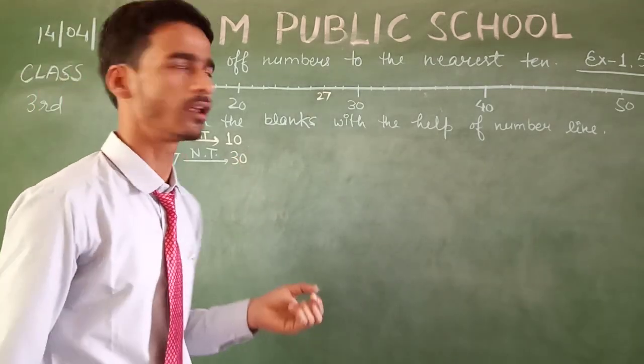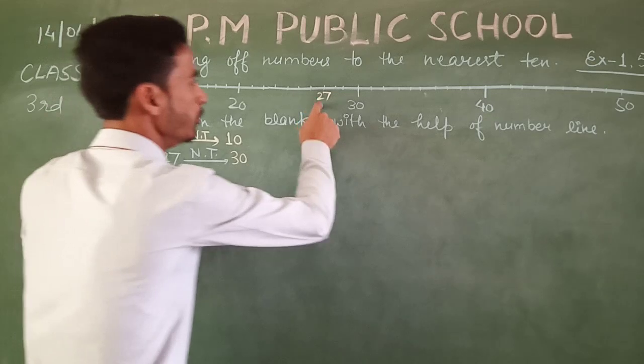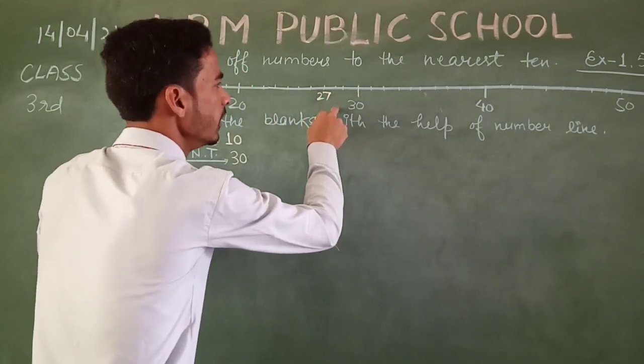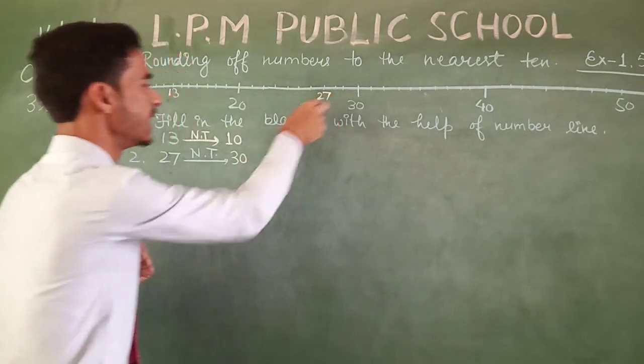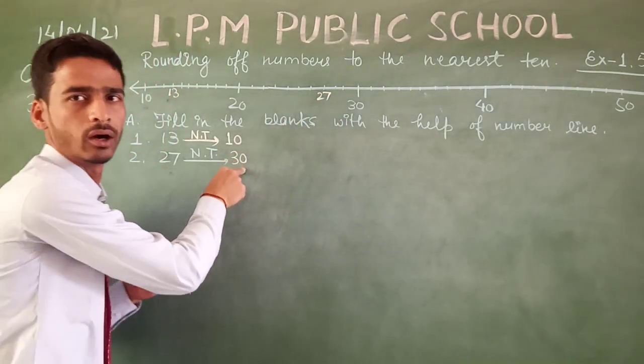Once again, you have to listen carefully. 27 is between 20 and 30 but closer to 30. So we can say that 27 is rounded off to 30.